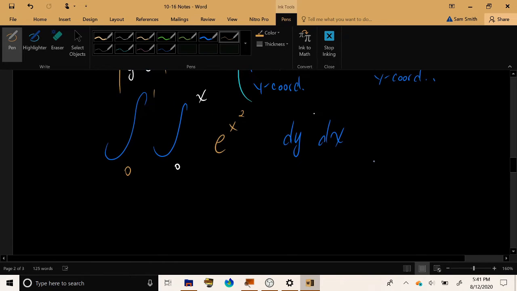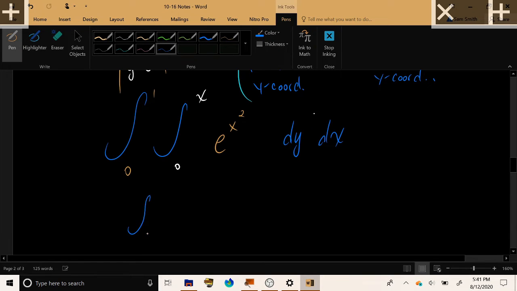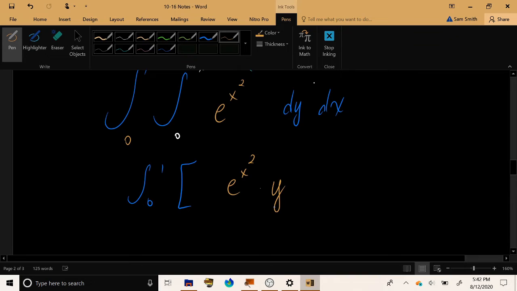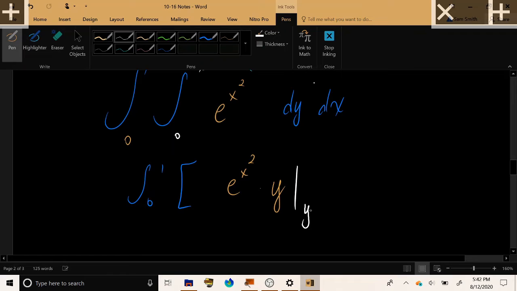Alright, well now x is constant. With respect to y, x is constant. So, e to the x squared, if x is constant, that's just a number. So let's integrate e to the x squared with respect to y. Because it's just a number, the antiderivative with respect to y can be found just by multiplying by y. And then we can plug in the upper and lower limits, y equals 0 and y equals x.